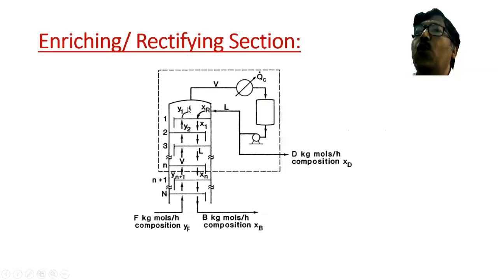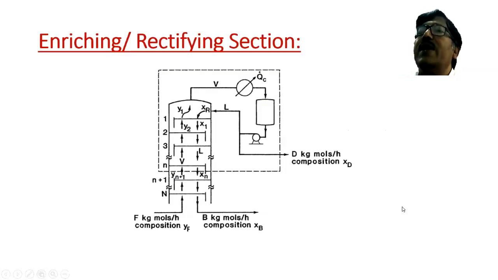That's why its composition is Y1. And this particular stream, the liquid stream, is leaving plate number 1, so the composition of this liquid is X1. Accordingly, all the stream numbers are given. Based on this, the vapor which is entering is yn plus 1, and the composition of this liquid which is leaving this envelope is xn.